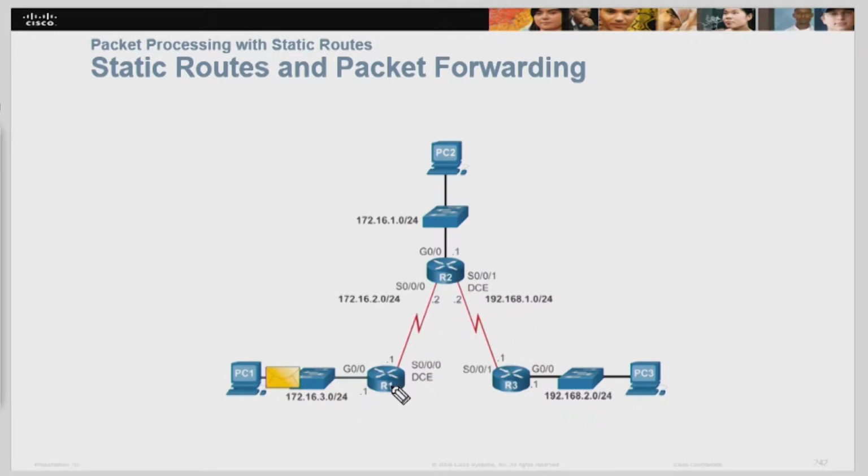So we've defined static routes potentially from R1 to R2 to R3, saying that if 172.16.3 is trying to talk to 192.168.2, then we have configured R1 to know that the 192.168.2 network is in this direction, and we configured R2 to know that the 192.168.2 is in this direction, and finally we'll get to PC3.